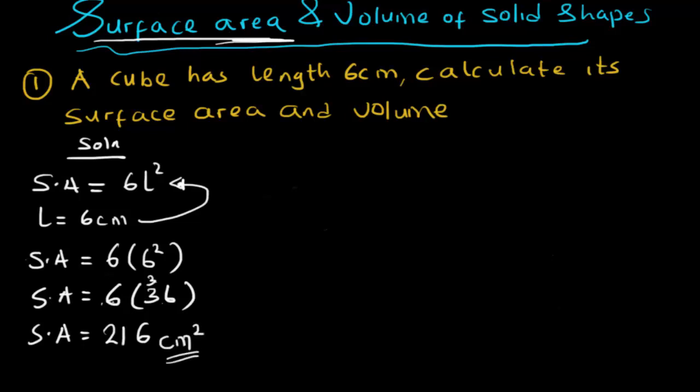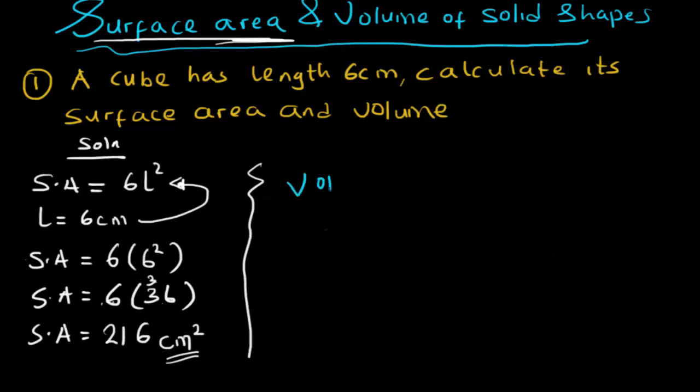Now this is the unit of area, something square. So it's going to be either meter square, centimeter square, as the case may be. So our answer is 216 centimeter square. I hope you understand this. Now let's solve the volume.